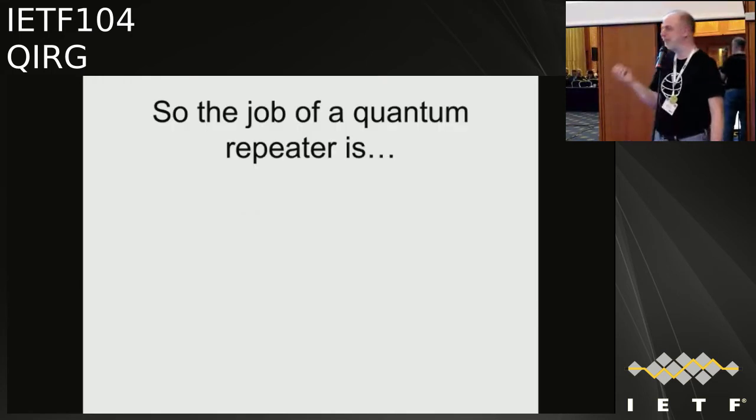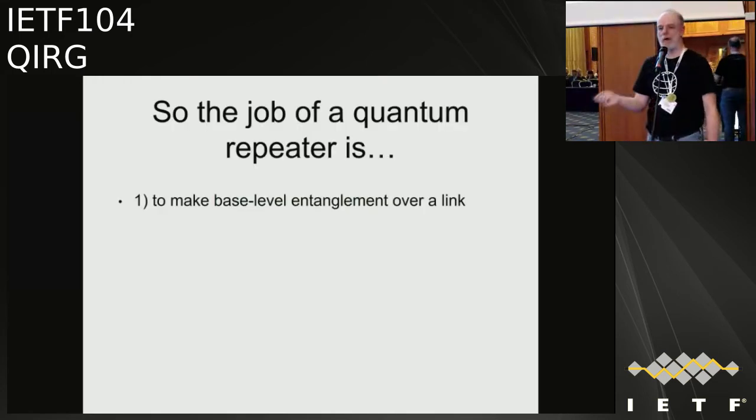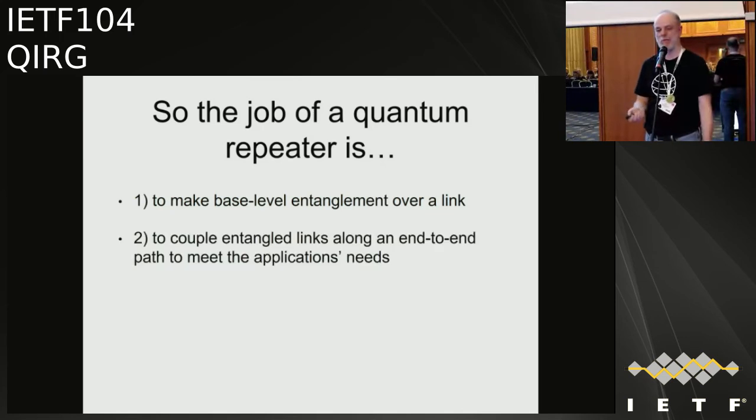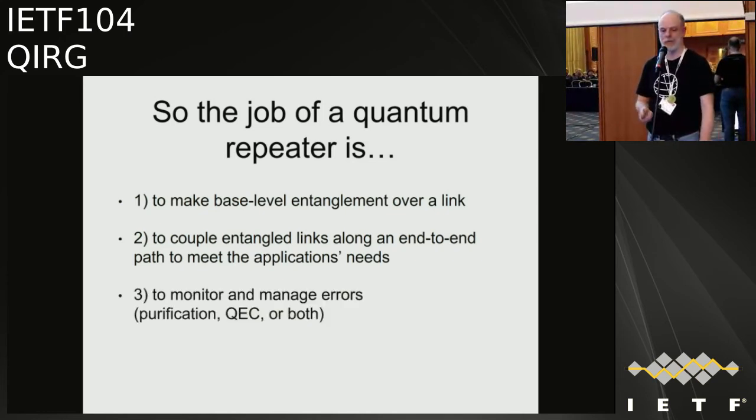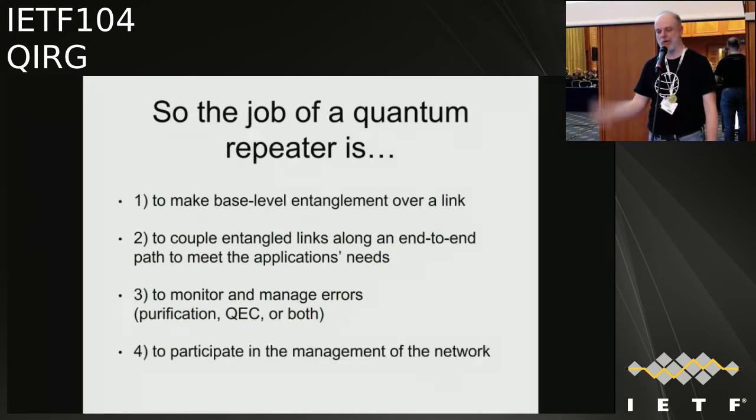All right, so we saw this earlier on. What's the job of a quantum repeater? It's to make this base level entanglement over a link, which is what Tracy just talked about. It's the ability to couple entangled links along an end-to-end path to meet the application's needs, to monitor and manage the errors, and to participate in the management of the network as a whole.